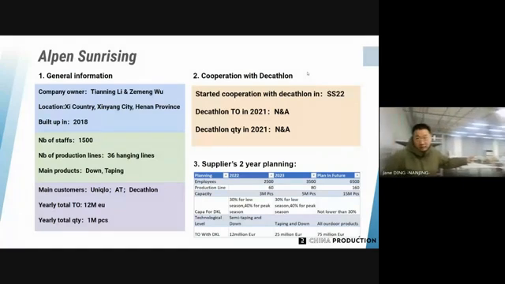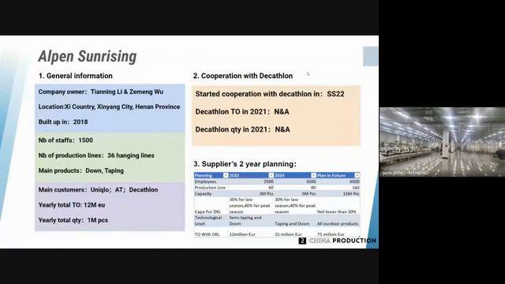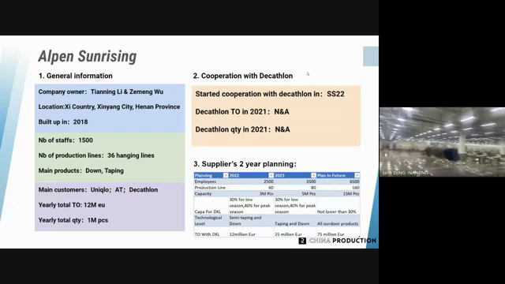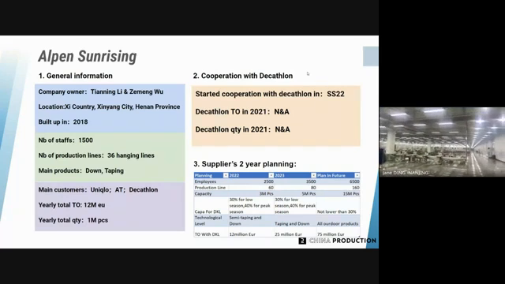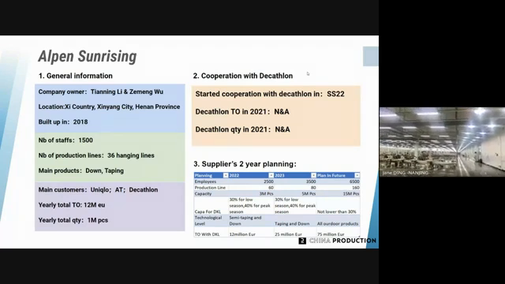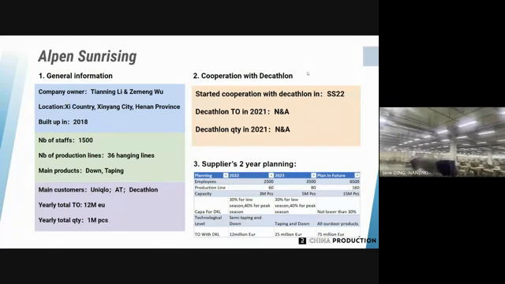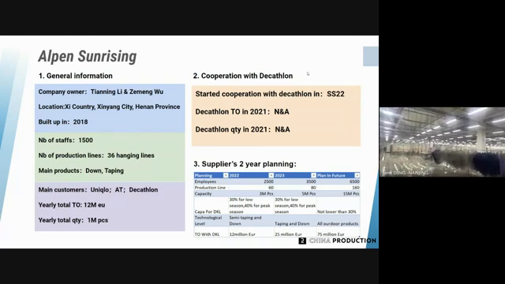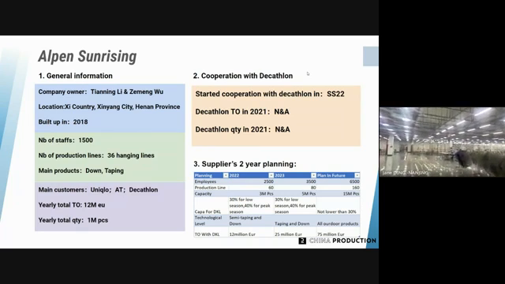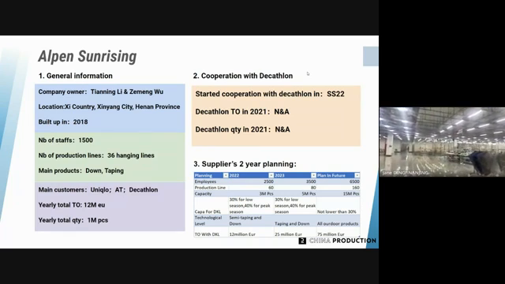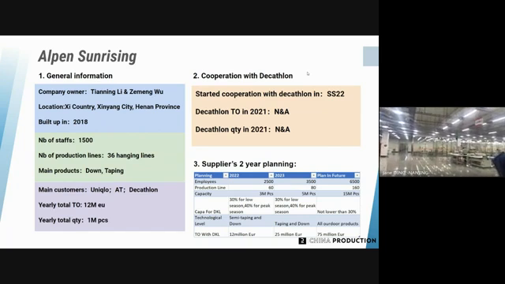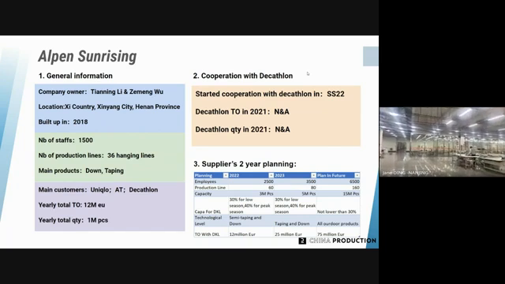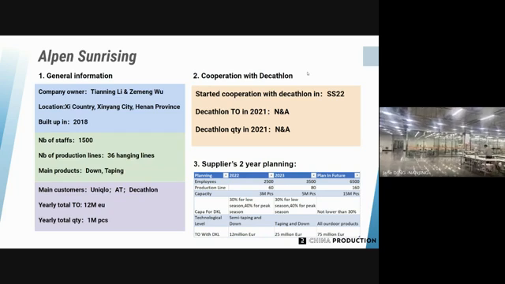Now we are in the technical area, and you can see they have very big template workshops as well as the down filling area. They invested in about 10 down filling machines and 40 template machines here.